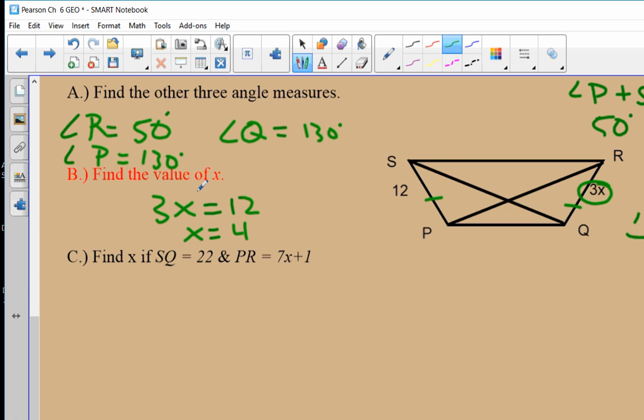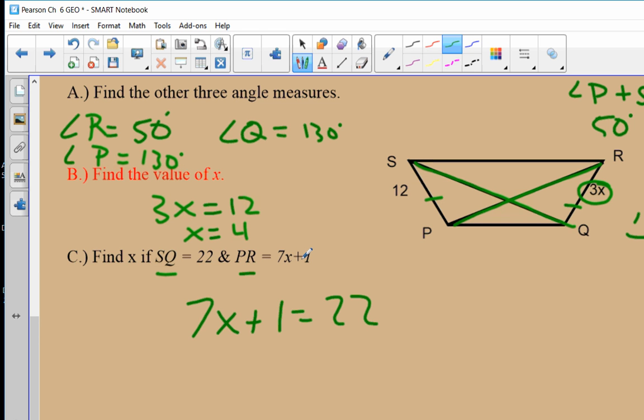Now, the rule that we had in the box up there also told us that the diagonals are going to be congruent to each other. Okay, so SQ is one of the diagonals, PR is the other. Now, if they're congruent, I should be able to do the same thing. Congruent means equal, so set them equal.